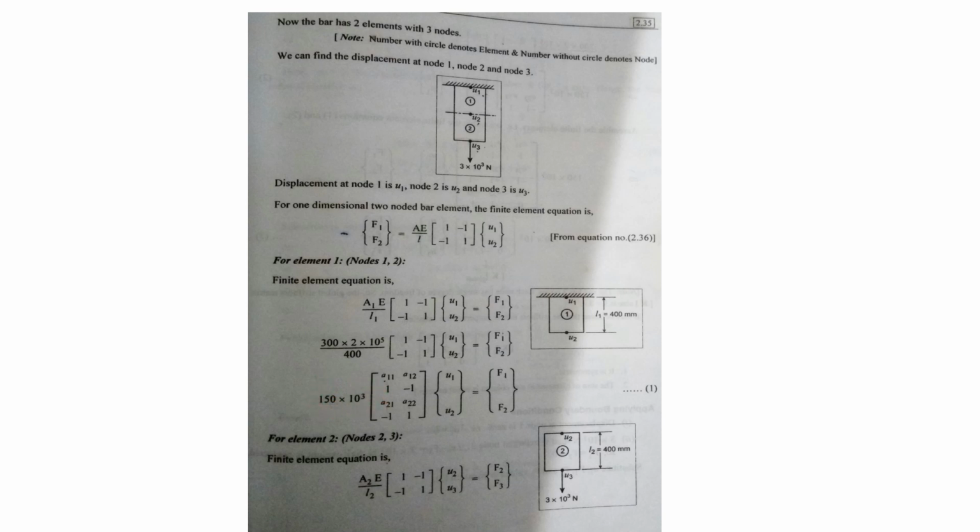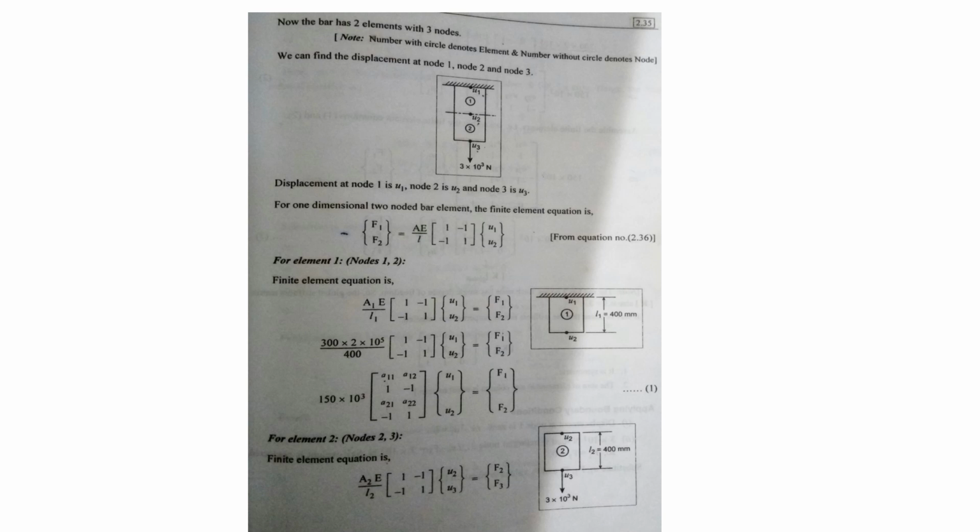Then, since it is the first problem, for clarification, the stiffness matrix elements are shown with notation. A11 means first row, first column element. A12 means first row, second column element. A21 means second row, first column element. A22 means second row, second column element. U1 U2 F1 F2. That is given as equation number 1.